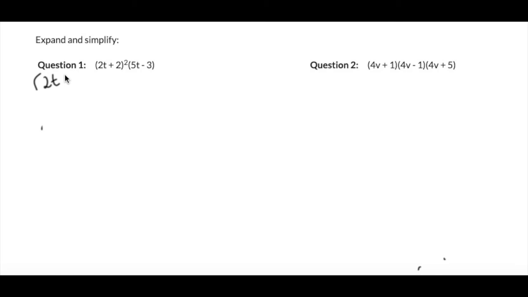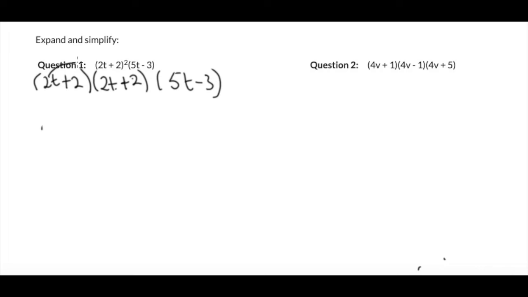2t plus 2 in brackets, open another bracket, 2t plus 2, and then we have 5t minus 3. So in this case, you multiply the first two brackets first.